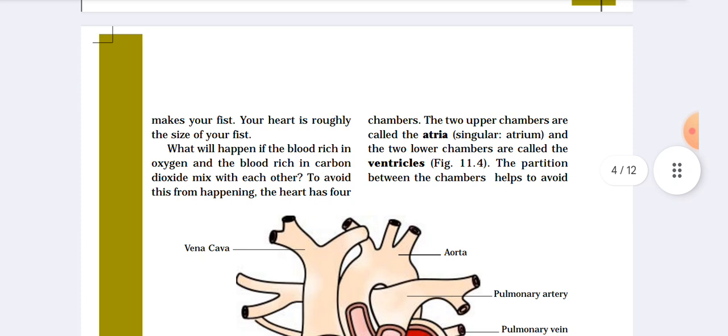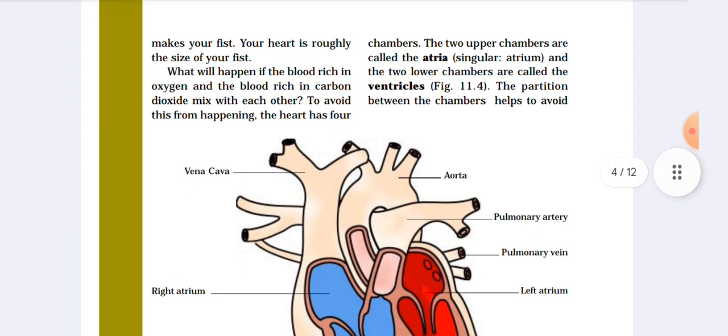Now, the heart is roughly the size of a fist. If you make a fist, your heart is just the size of your fist.